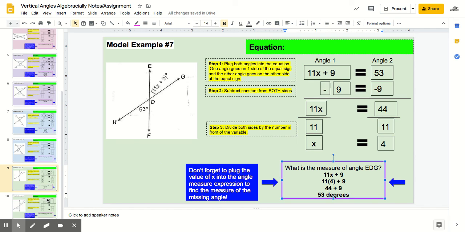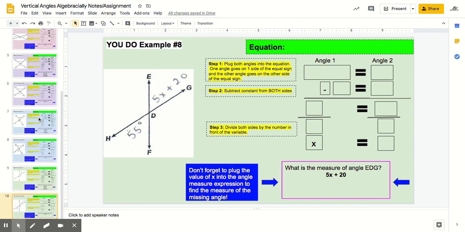All right. Okay, ladies and gents, as you can see, we set this up pretty much the same as complementary and supplementary angles. The only difference is now both angles are on opposite sides of the equal sign. Okay, so you guys are now going to go back and do all the you do examples. If you're stuck on a you do example, please refer to the model example that comes right before it, because that will help you. If you guys have any questions, please do not hesitate to ask.